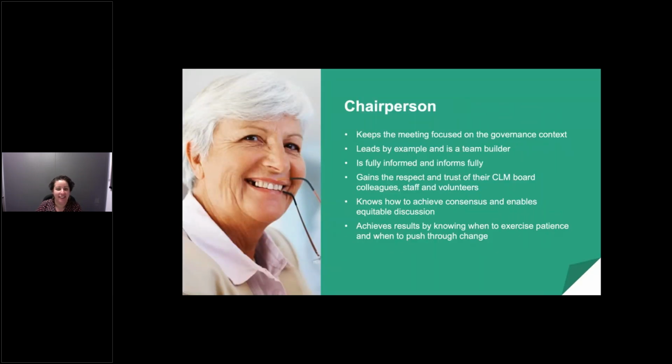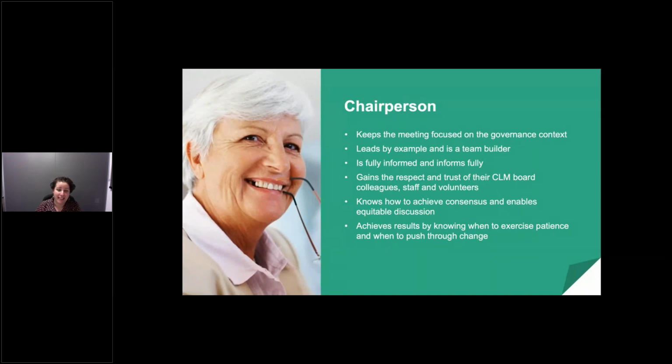Now, the chairperson. So again, this could be a president in your case, but we're going to use the term chairperson for the purpose of this presentation. So essentially, your chairperson is a first among equals. They're a facilitator, they're an active listener, and they're a negotiator. A chairperson always keeps an eye on the governance context, the objects and purpose of the organisation. They have that at front of mind at all times. They are familiar with and are confident that they know the legal duties of committee members and the strategic plan, and they're using those documents to guide their decision making, as should all the other committee members.